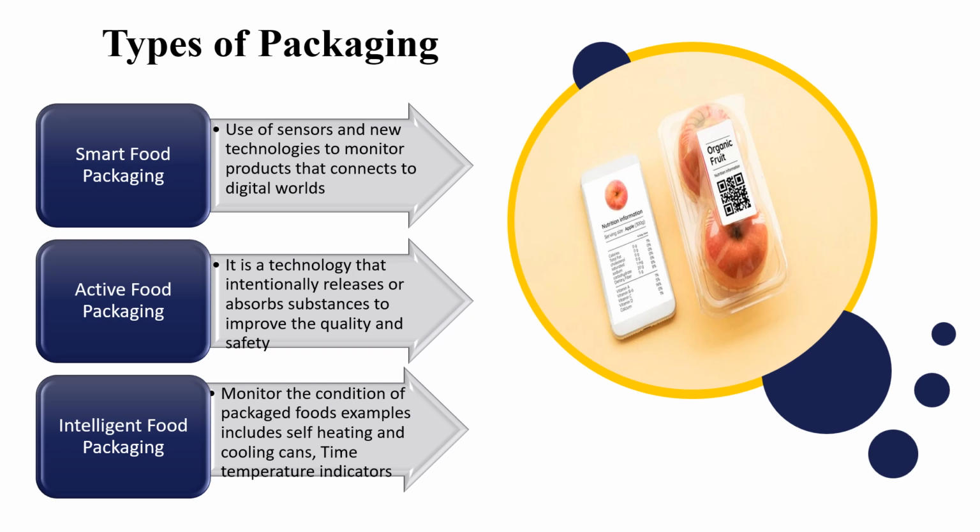This monitors the condition of packaged foods. Examples include self-heating and self-cooling cans, and time and temperature indicators. For example, methyl red is a pH indicator. It can change color based on the acidity of the food, signaling whether the food is safe to eat or not. Also, the self-heating and self-cooling cans have been used in traveling, so that the consumer can easily access them.